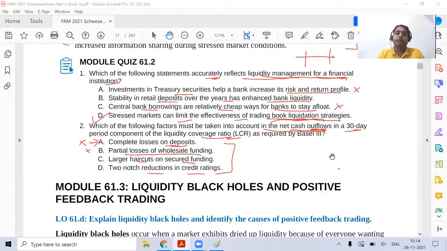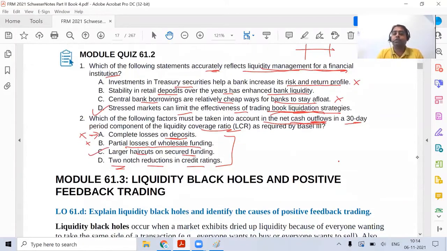Right. Yes, it was 3-notch, right? The answer is C, large haircut. Even though you're giving a secured funding, that means you're giving asset. You have to take a haircut because the asset might not be as good as it might seem, or the counterparty might feel that the asset is very risky and they might ask for a huge haircut, and you will have to give more asset to cover or to raise money from the market.